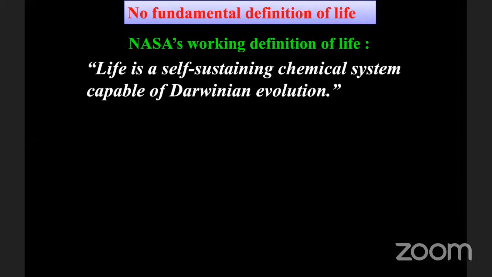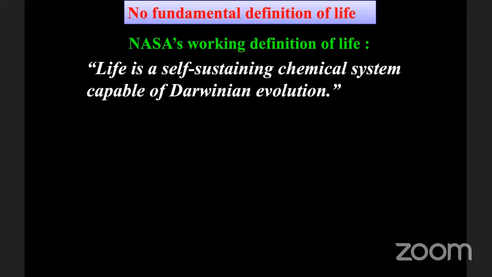By observing. But now if somebody asks you what is water, even a class 10 student will tell you that water is a molecule made of 2 atoms of hydrogen and 1 atom of oxygen. From that fundamental formula H2O, one can derive all the physical and chemical properties of water. Unfortunately, such a fundamental definition for life is not there, because life is a very complex and complicated system. Nevertheless, NASA has given a working definition of life: life is a self-sustaining chemical system capable of Darwinian evolution.